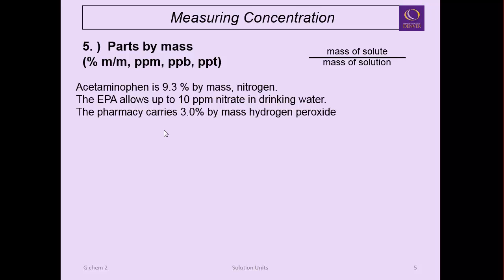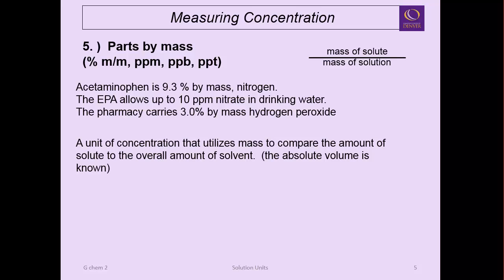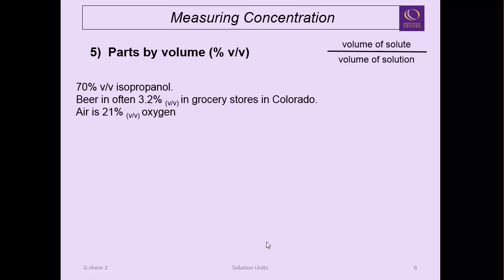And a pharmacy might carry 3% by mass hydrogen peroxide. So of the total mass of what you're dispensing, only 3% is really hydrogen peroxide. It's a unit of concentration that compares mass to the overall solution. But once again, keep in mind the absolute volume is not known. This is really for dispensing again.